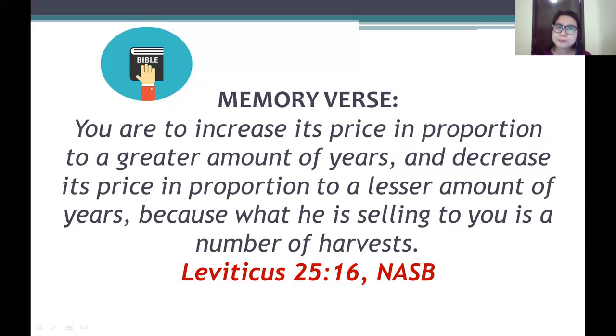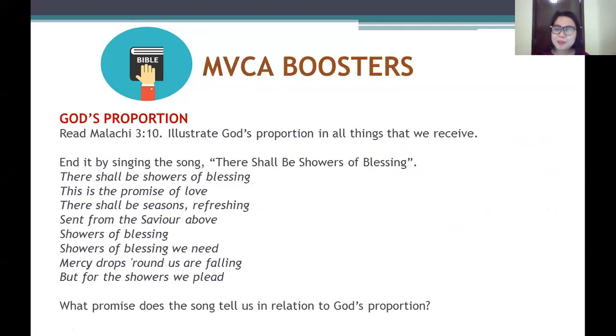We'll talk about blessings, and let's talk about God's proportion. You need to read Malachi 3, verse 10, and illustrate God's proportion in all things that we receive. End it by singing the song, "There Shall Be Showers of Blessing." And your main question: what promise does the song tell us in relation to God's proportion?